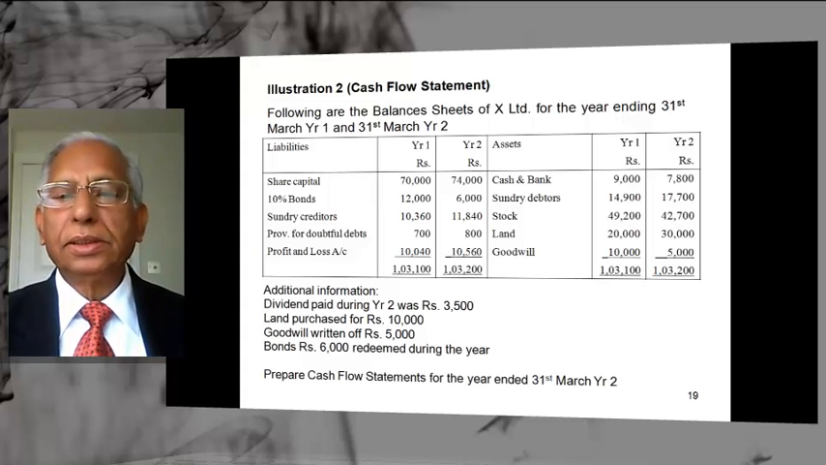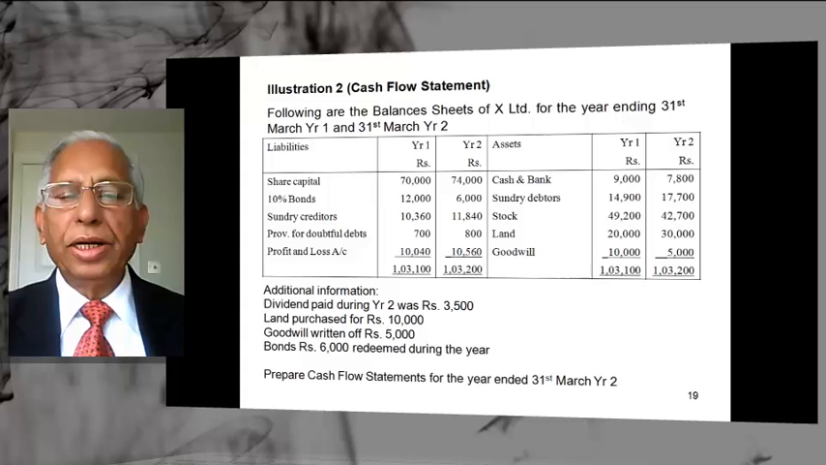Cash and bank in year 1 9,000. Year 2 7,800. Sundry debtors year 1 14,900. Year 2 17,700. Stock year 1 49,200. Year 2 42,700. Land year 1 20,000 rupees. Year 2 30,000 rupees. Goodwill in year 1 10,000 rupees. Year 2 5,000 rupees.